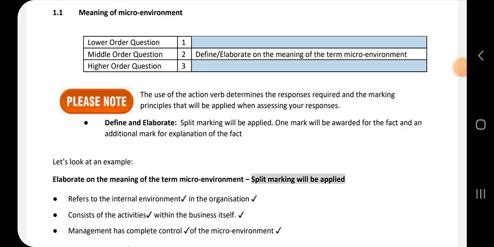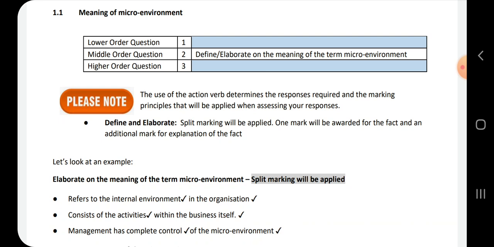Now the first thing we're going to look at is when they ask you the meaning of micro. Micro means small. So when you define or elaborate, split marking will be applied. So 1 mark will be awarded for the fact and an additional mark for explanation of the fact. So remember, defining and elaborating is a middle order question.